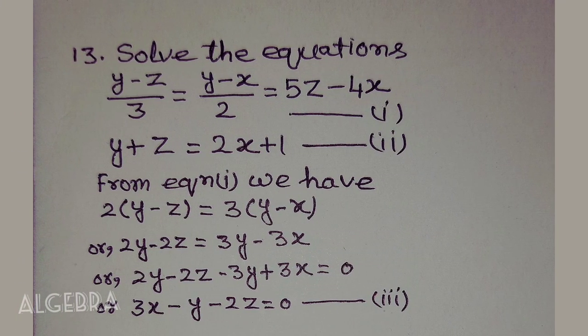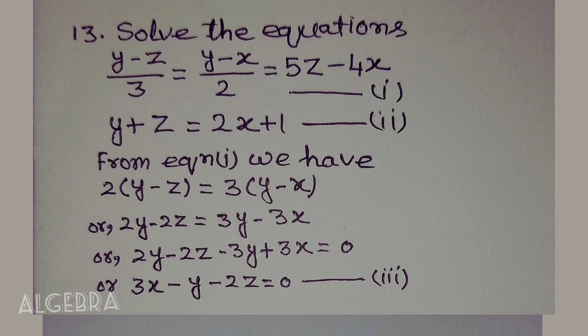(y minus z)/3 is equal to (y minus x)/2 is equal to 5z minus 4x, equation 1. And y plus z is equal to 2x plus 1, equation 2. From equation 1 we have 2y minus z is equal to 3y minus x, or 2y minus 2z is equal to 3y minus 3x, or 2y minus 2z minus 3y plus 3x is equal to 0, or 3x minus y minus 2z is equal to 0.